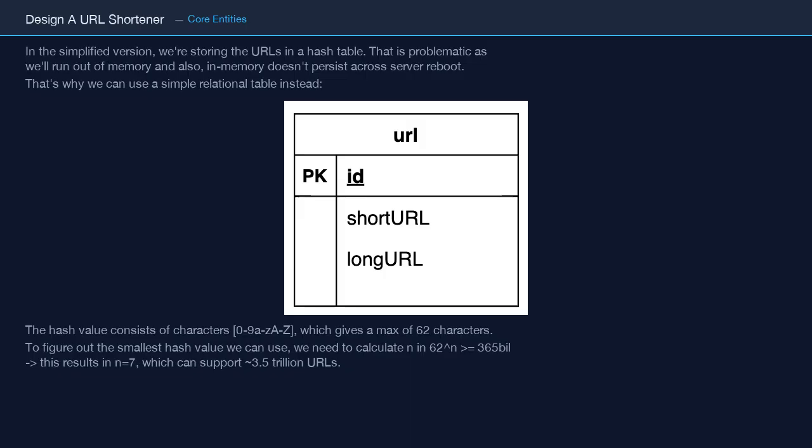Now let's think about the hash value itself. The characters we allow are 0 through 9, lowercase a through z, and uppercase A through Z. That's 62 possible characters per position in the hash. The question then becomes, how many characters do we actually need? We want the shortest hash that can still accommodate our full URL space. The math we need to solve is 62^n must be greater than or equal to 365 billion. When you work that out, n equals 7. A 7-character hash drawn from those 62 characters can theoretically support around 3.5 trillion unique URLs, which gives us plenty of headroom beyond our target.